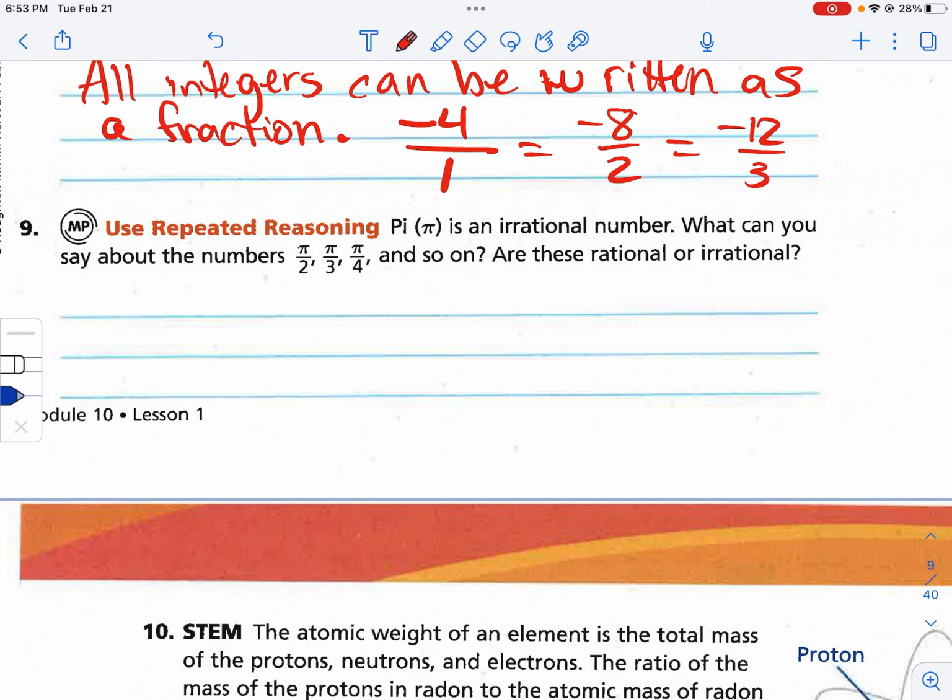Pi is an irrational number. What can you say about the numbers? They are also irrational.